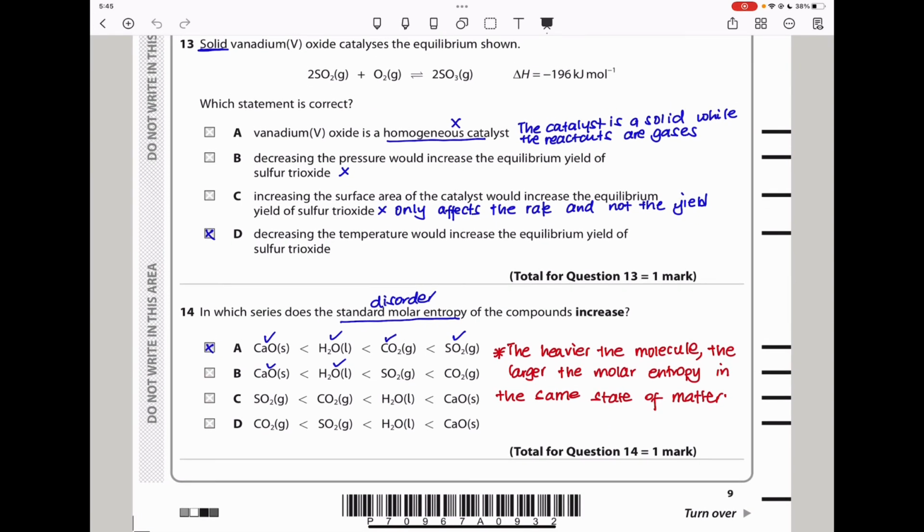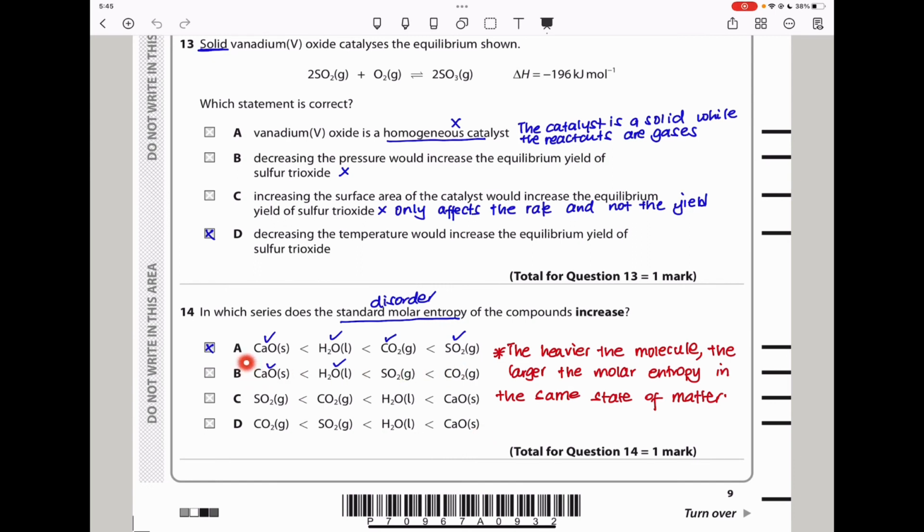Question 14 says, in which series does the standard molar entropy of the compound increase? Remember, standard molar entropy is about this order. If it's increasing, we have to make sure, the heavier the molecule, the larger the molar entropy in the same state of matter. So here, looking at these two, we can see these are solids. Solids cannot have a higher entropy than the gases, so these two are already out.